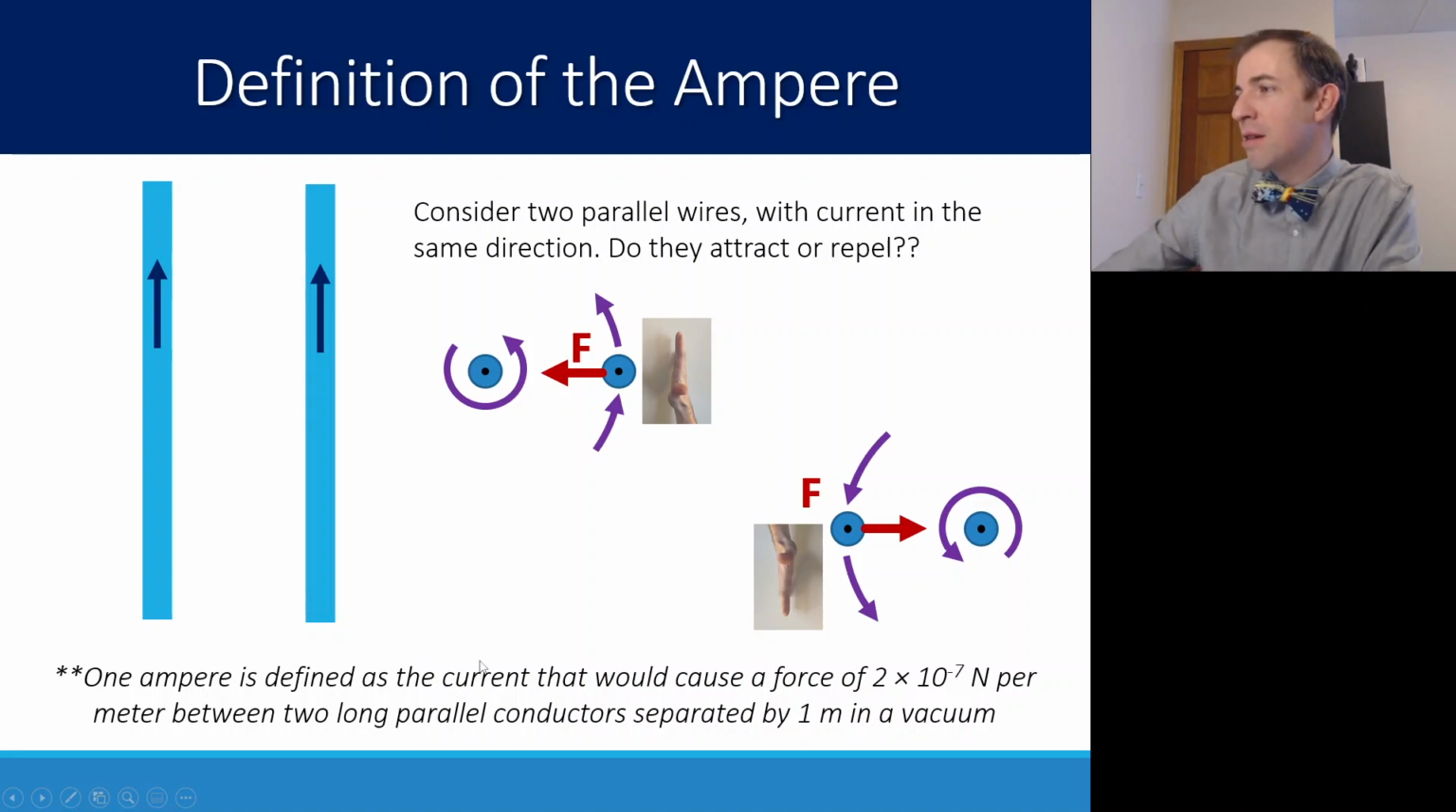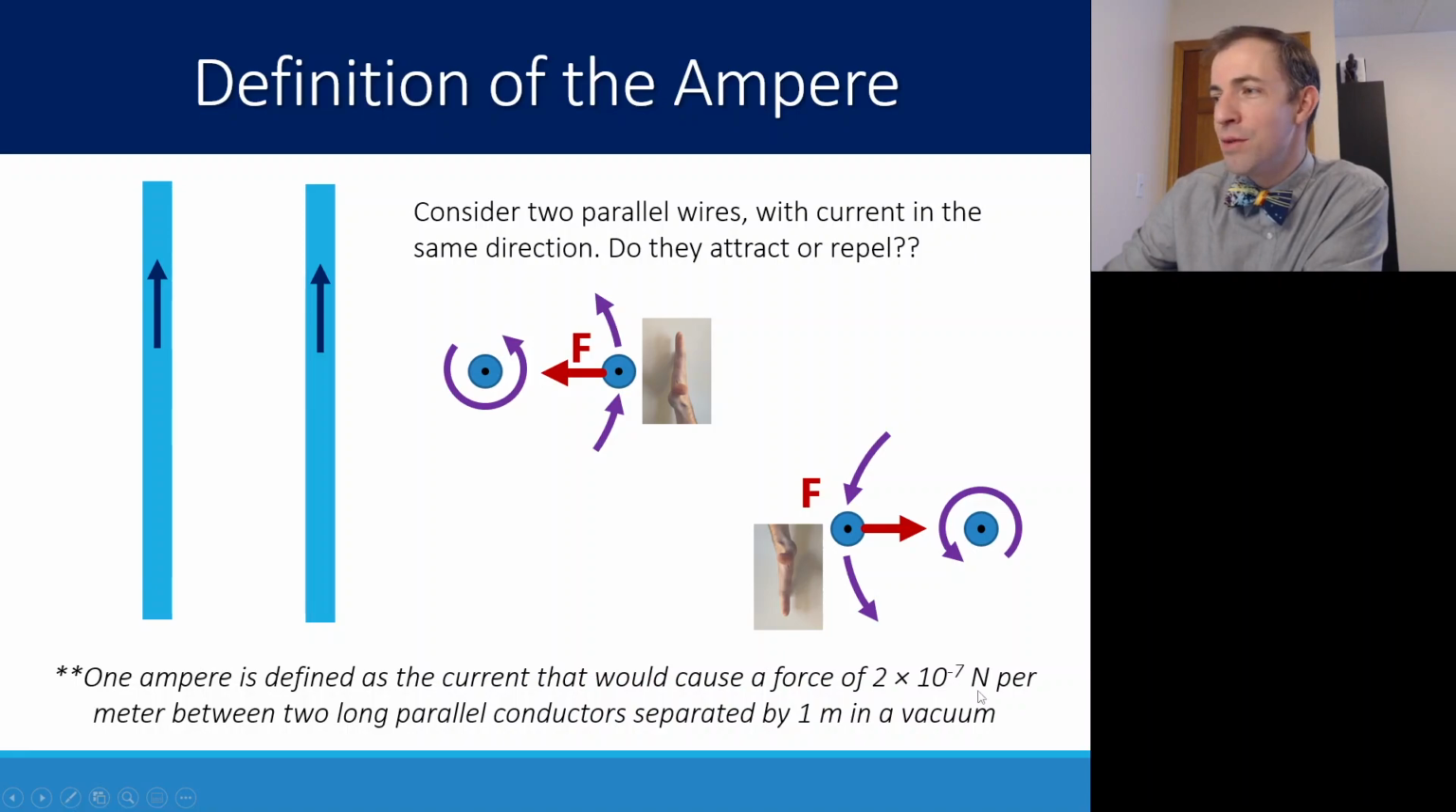It's defined as the current that would cause a force of 2 times 10 to the negative 7th newtons per meter between two long parallel conductors separated by 1 meter in a vacuum. So there's a lot going on in there, but just so you know what the setup is for that definition, that is an important experimental design to create a situation where each wire experiences this inward force.